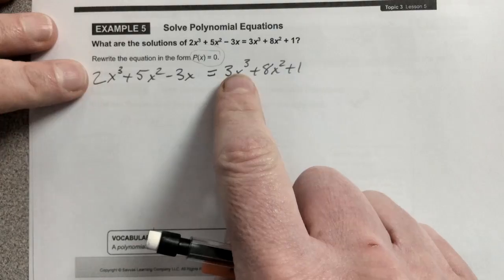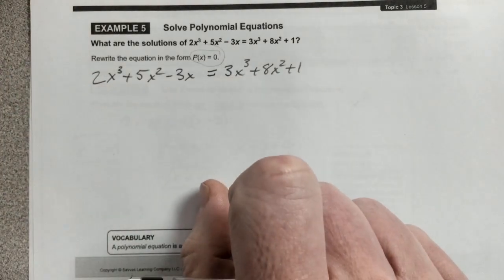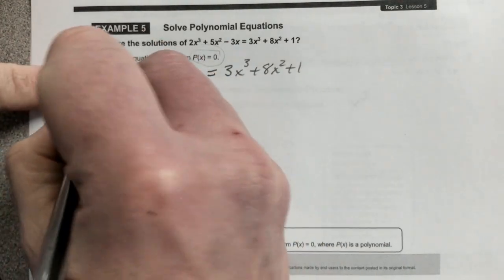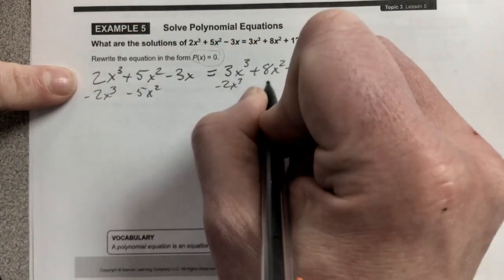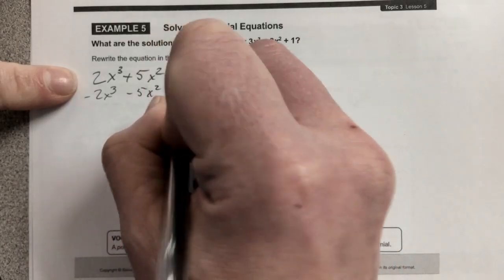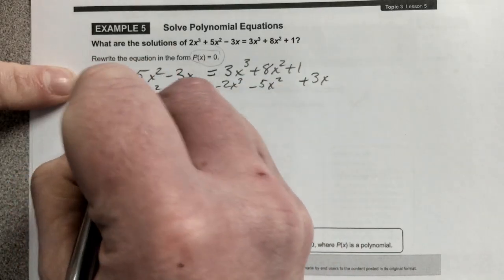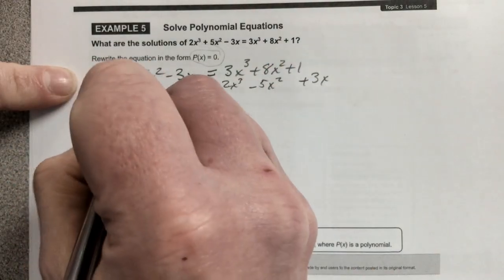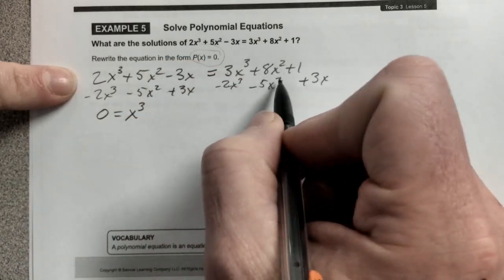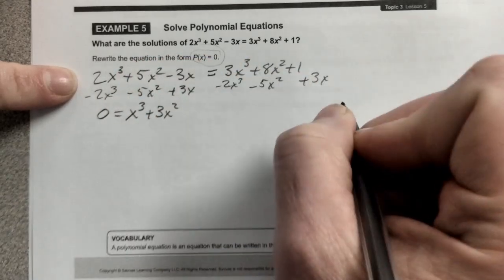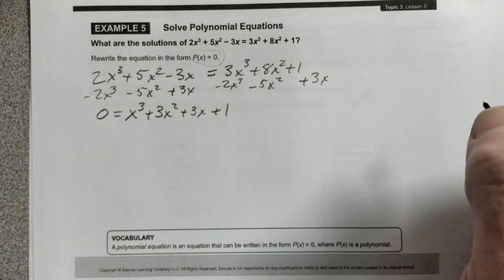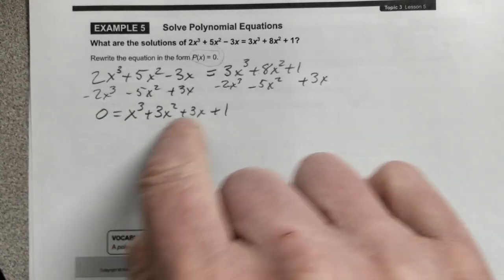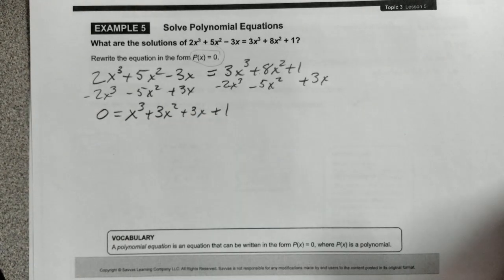All right, so x cubed is my largest exponent. I want that to be positive just out of habit. So I'm going to subtract 2x cubed, subtract 5x squared, and add 3x. When I clean all of this up, I get 0 on the left side. 3x cubed minus 2x cubed is just x cubed. 8x squared minus 5x squared is a positive 3x squared. And then I have a positive 3x and a positive 1. 1, 3, 3, 1. That sounds like binomial expansion if I've ever seen it.